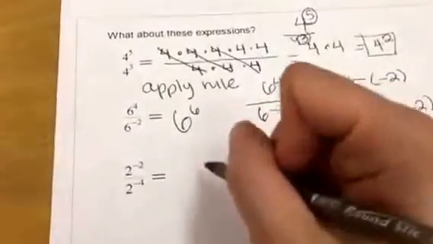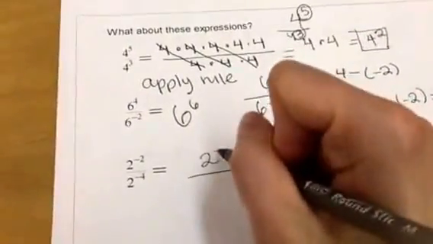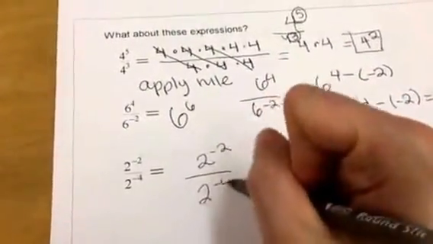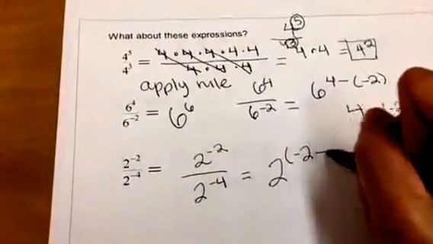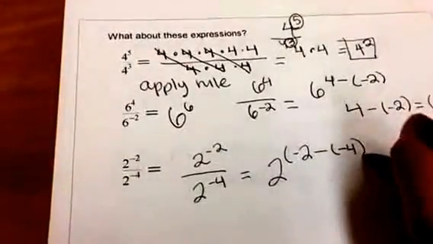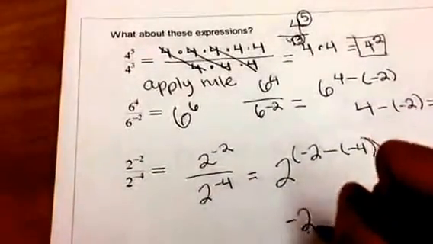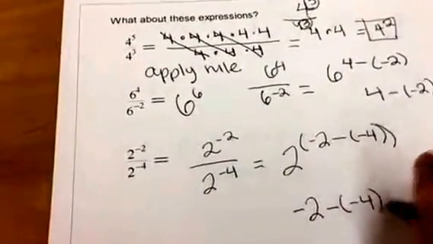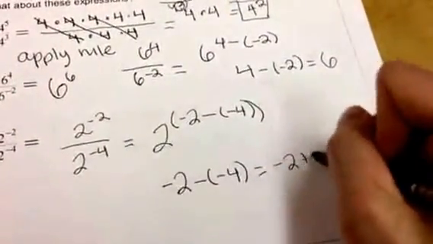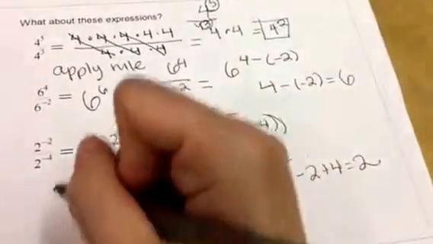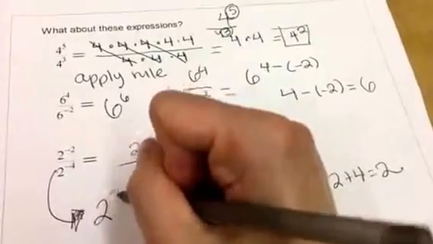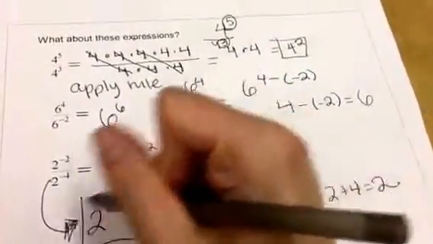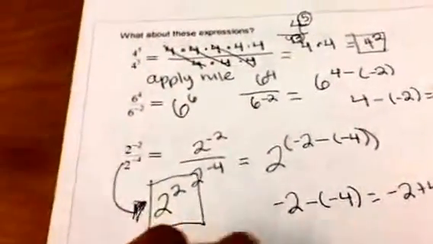And what about this one? So again, according to my rule, 2 to the negative 2 over 2 to the negative 4 should equal 2 to the negative 2 minus a negative 4. And negative 2 minus a negative 4 equals a negative 2 plus 4, which equals 2. So this is equal to 2 squared. Okay, and I can only write those in one form because those are positive exponents.